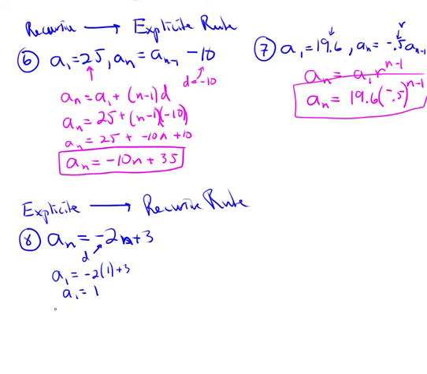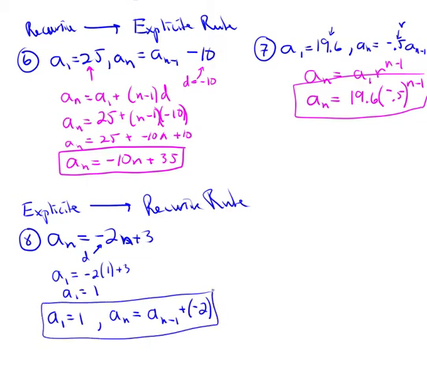So we will start our recursive rule. A sub 1 equals 1, comma, and then a sub n equals, and then we have our number before plus our difference. And it's a negative 2. So we could write a minus 2 or plus a negative 2. And that is that recursive rule equivalent to the explicit rule.